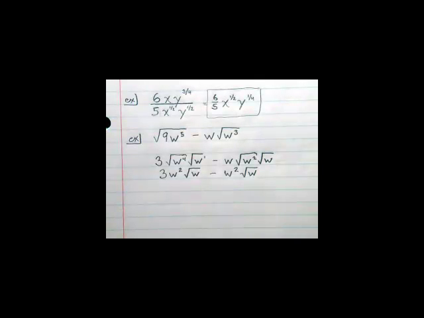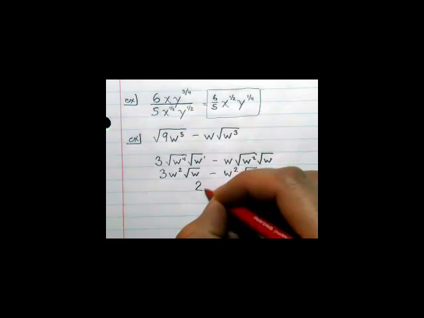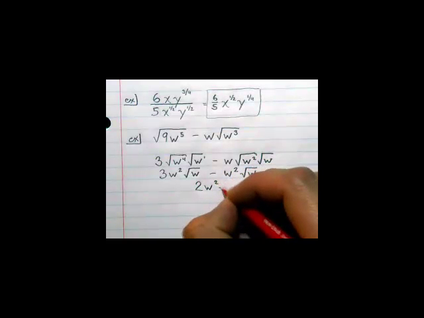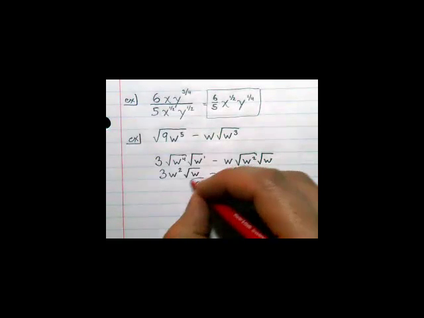Those don't cancel. So the answer is... If you think you know the answer, raise your hand. We can check it. Mr. Brookhouse? 2w squared square root of w. That's right. Yep. 2w squared square root of w.